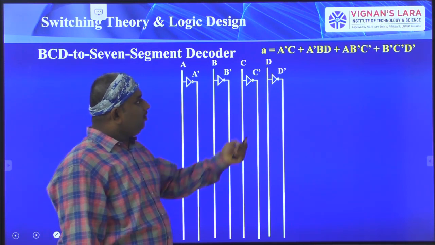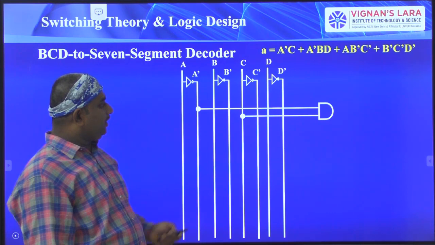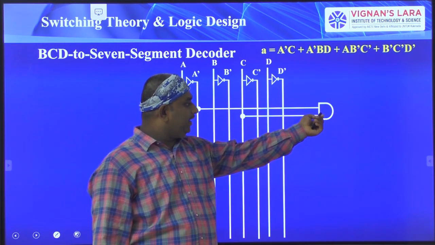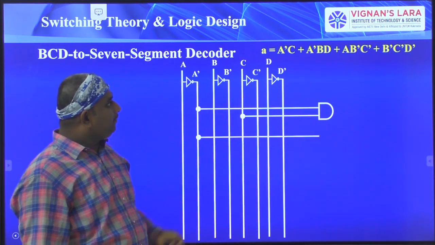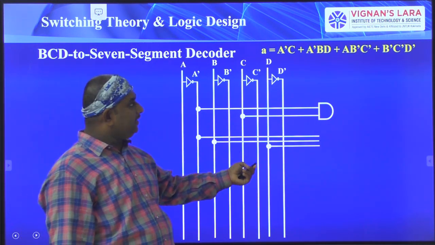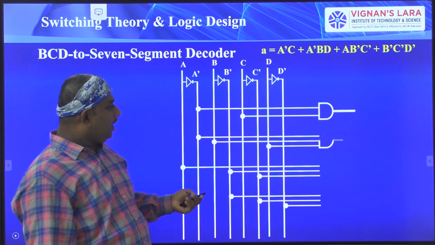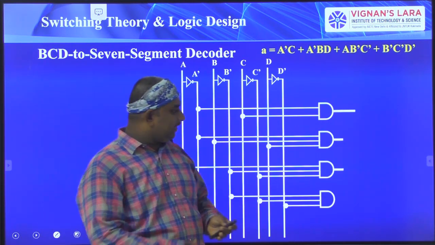Right? So see here, first A bar C. Right? So this is A bar C. I have taken these lines and I have made an AND gate here. Next, I am taking A bar BD. So A bar BD, these are the lines. And next A, B bar, C bar, next B bar, C bar, D bar. And you have to draw the corresponding AND gates.